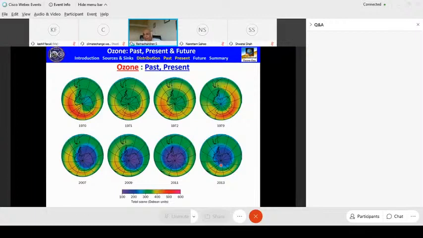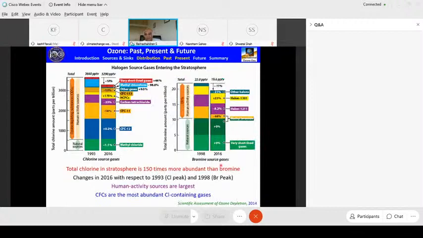Now, I mentioned that there are halogen source gases that get converted to reactive halogen gases, and you see here the amount of halogen source gases that enter the stratosphere. On the left column is the total fluorine amount, present in parts per trillion, 1 in 10 to the power of 12.